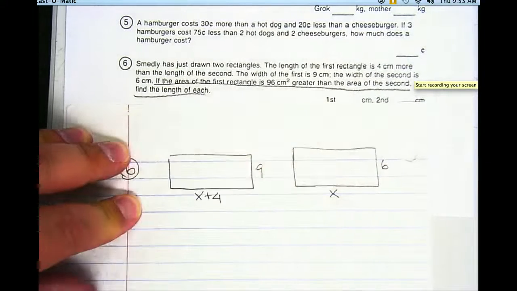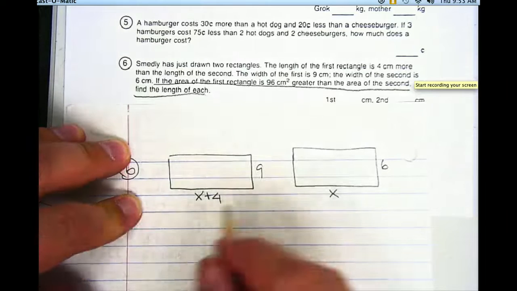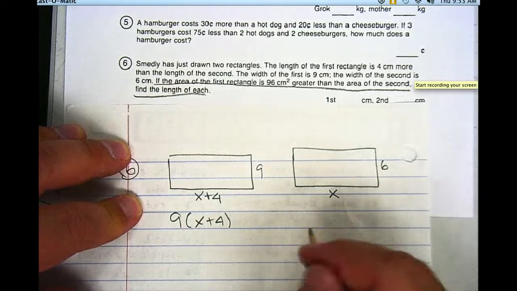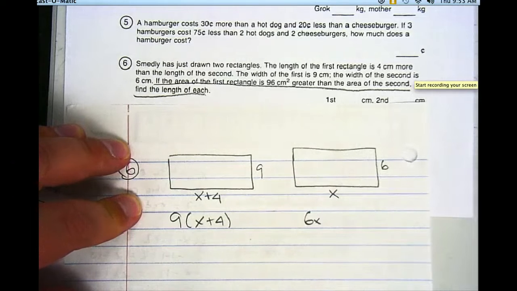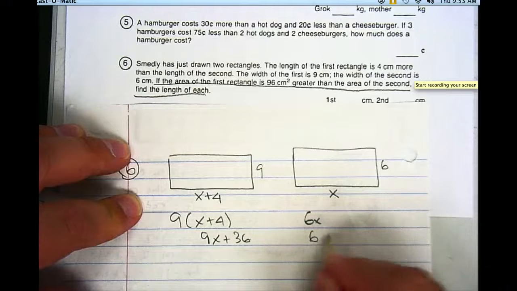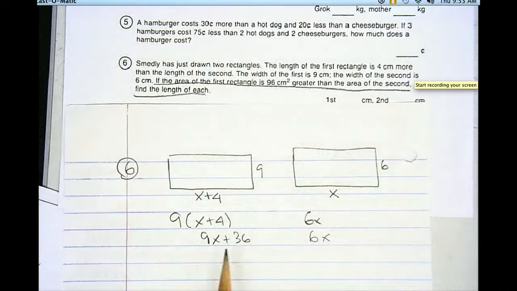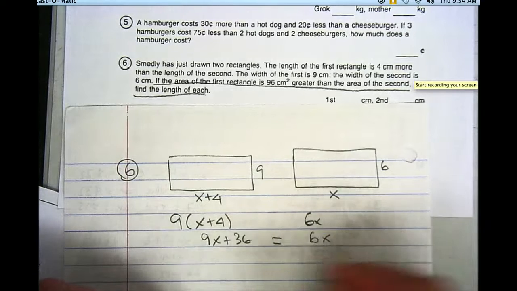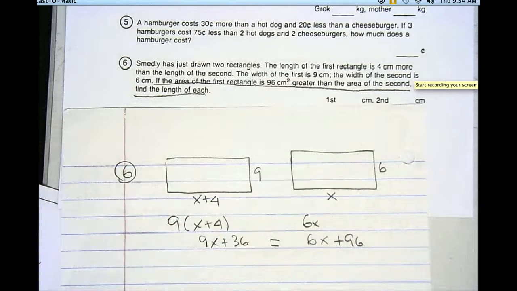Well, area of a rectangle is just base times height. So my area of this rectangle is going to be 9 times x plus 4, and my area of this one is going to be 6x. If I use the distributive property, I have 9x plus 36, and I have 6x there. So that's the area of the first one, and that's the area of the second one. The area of the first one is 96 greater than the area of the second. So I have to add 96 centimeters to the second rectangle for them to be equal. I'll do that like this, plus 96. Now I have an equation that I can solve very easily.